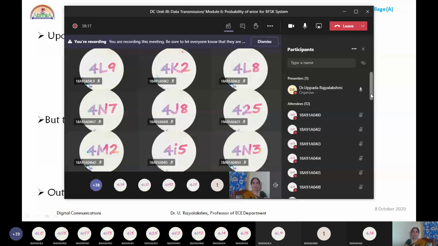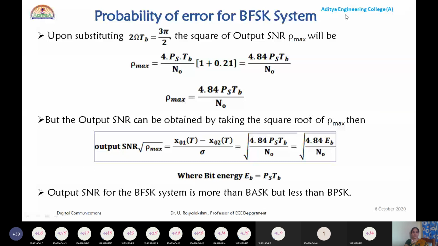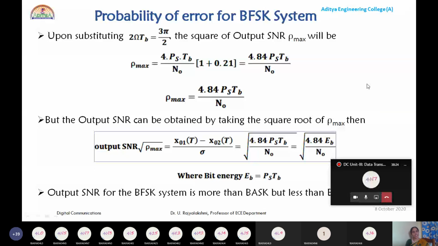So almost 52 students are there. Any one of you please tell me what is the output SNR for BASK system? How much we got? Square root of 2 EB by N naught, ma'am. Square root of 2 EB by N naught. That is for BASK. Okay. Can you tell me for BPSK? Square root of 8 EB by N naught, ma'am.